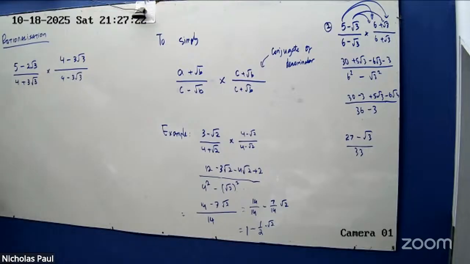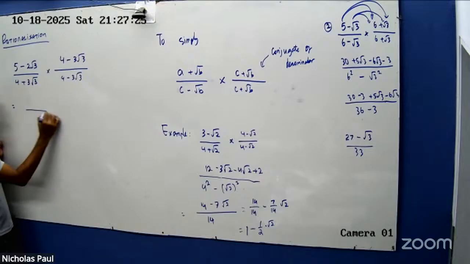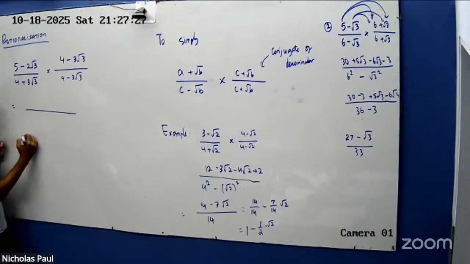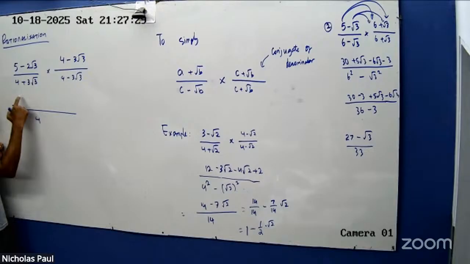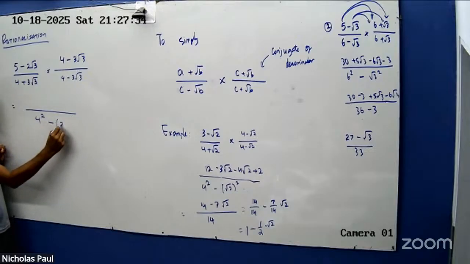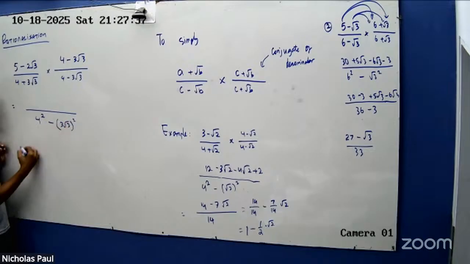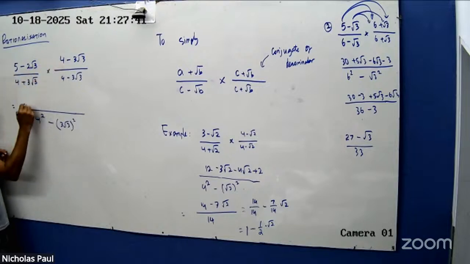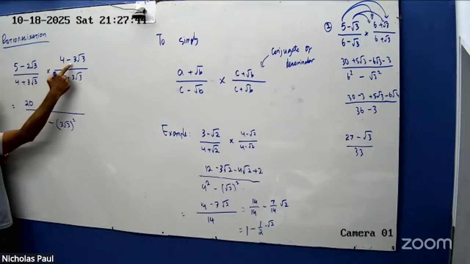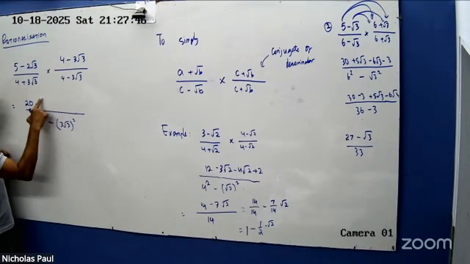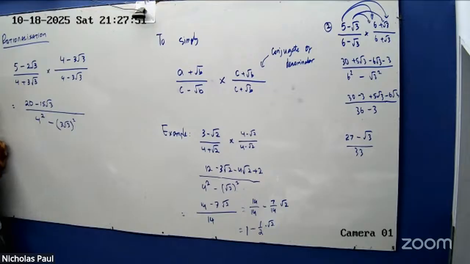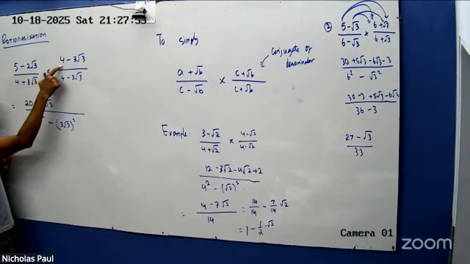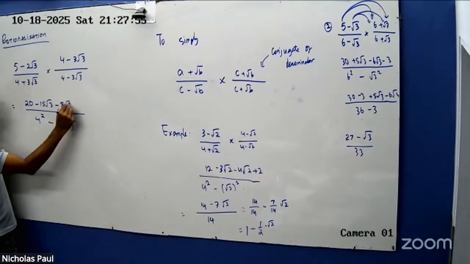All right. And then take your time. The reason I give you this one is because it has little numbers on the outside, right? So what would the denominator here be? 4 squared minus 3 root 3 squared. Very good. And then take your time with the numerator. 5 by 4 is 20. 5 by minus 3 root 3 is minus 15 root 3. That's okay? Minus 2 root 3 by 4 is minus 8 root 3.